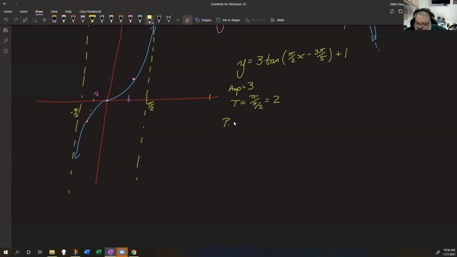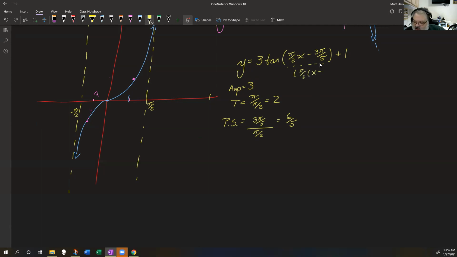For our phase shift, we could factor the pi over 2 out up here to isolate it, or we could just take that C value and compress it externally. Either way, we're going to end up with what, 6/5? Or again, you could factor it out up here, factor out the pi over 2 up here.